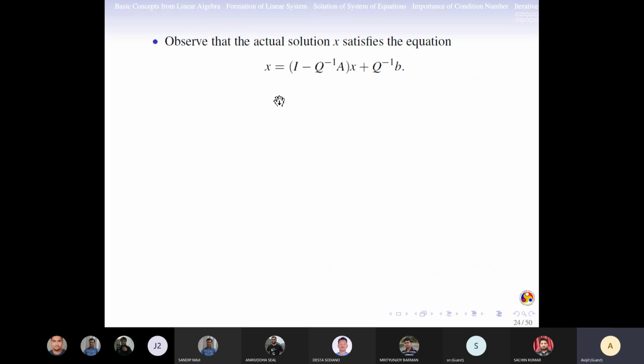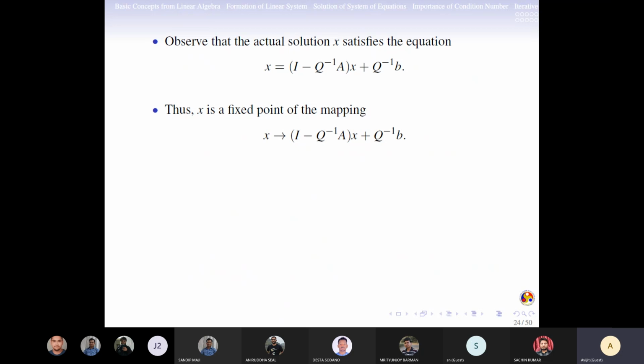So here you can see that if x is the actual solution, then x will satisfy x equals (I minus Q inverse A)x plus Q inverse b. Now you can imagine x as a fixed point of the mapping x to (I minus Q inverse A)x plus Q inverse b. So you can relate this to fixed point iteration, a solution procedure for transcendental equations or plain equations. In fixed point iteration, we have an equation f(x) equal to 0.